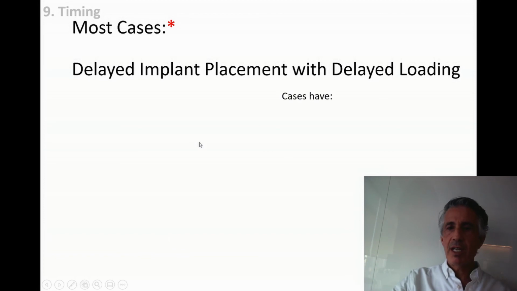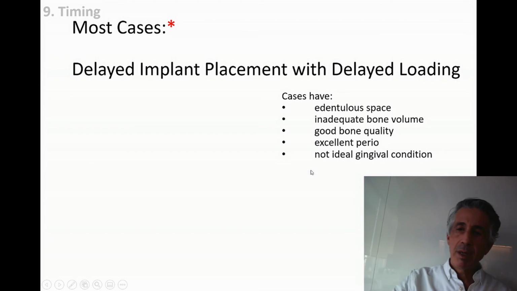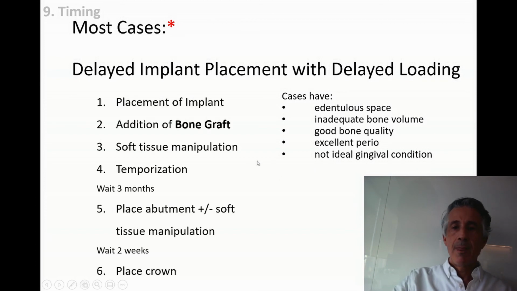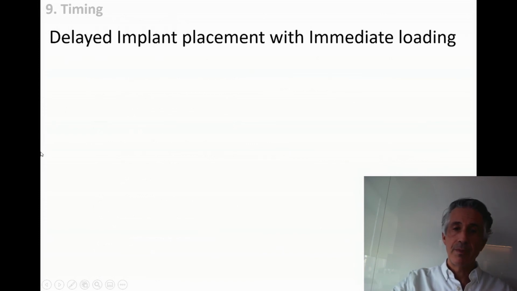So as I mentioned, most cases, these are the edentulous spacing, inadequate bone volume, good bone quality, good perio, maybe not the most ideal. So we place the implant. We may need to add some soft tissue, hard tissue and soft tissue. Usually you don't want to temporize, or if you do temporize, you keep it out of occlusion. You wait 3 months, then place the final abutment. You might need some secondary manipulation and place the crown. So you can see a lot of little steps, even for the simplest one.